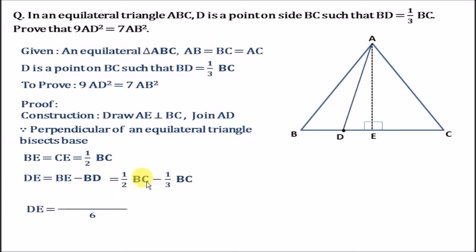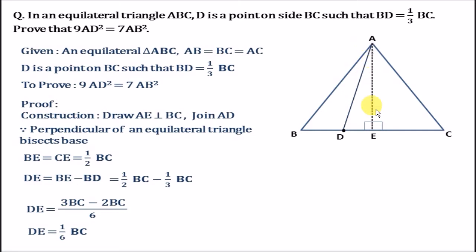So now DE equals, the LCM of 2 and 3 will be 6. Now the denominator of the first quantity here is 2, and 2 3s are 6. So multiplying with 3, 3 1s are 3 BC, minus 3 1s are 3, 3 2s are 6. That means 2 into 1 will be 2, so 2 BC. So DE equals (3 BC minus 2 BC) by 6. 3 minus 2 will be 1. So DE equals 1 by 6 times BC. We have sorted out the bases now.